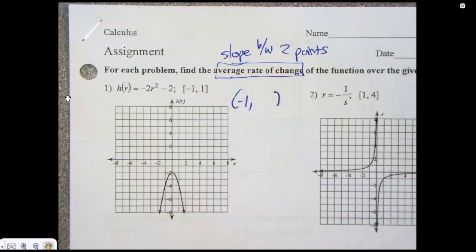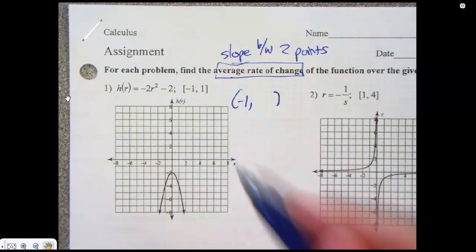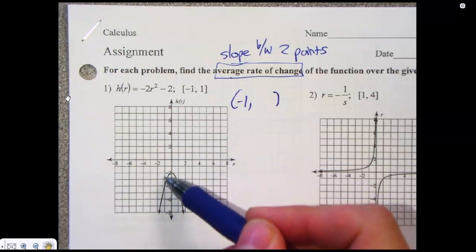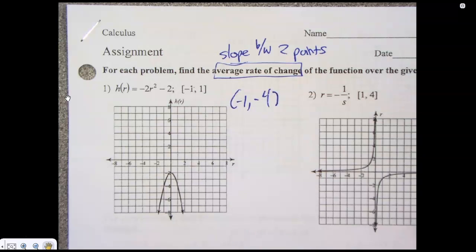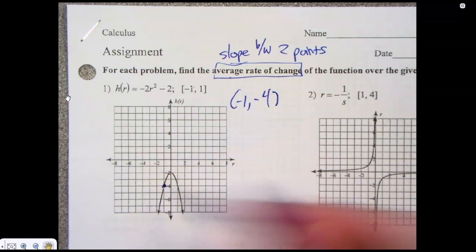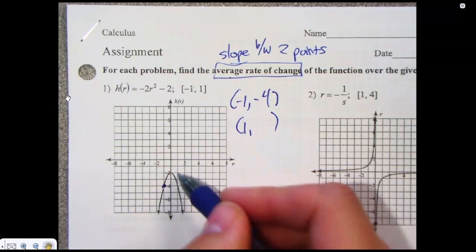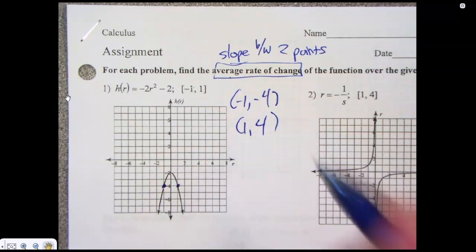Plug it into the equation. You've got a graph on these, so you can kind of cheat. 1, 2, 3, 4. That's probably going to be -4. Plug in 1. 1, 2. That's probably going to be -4.